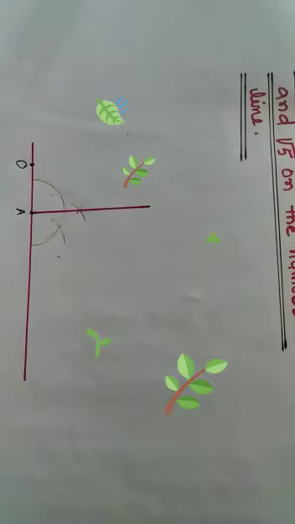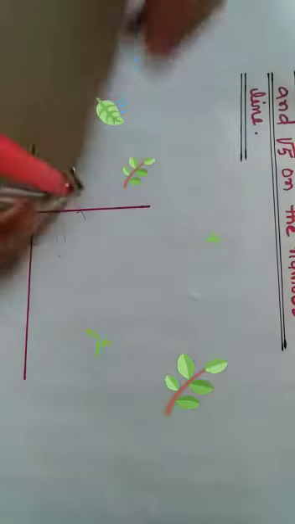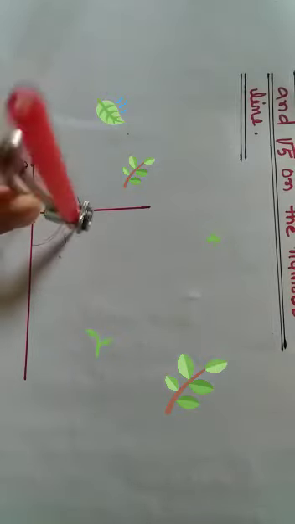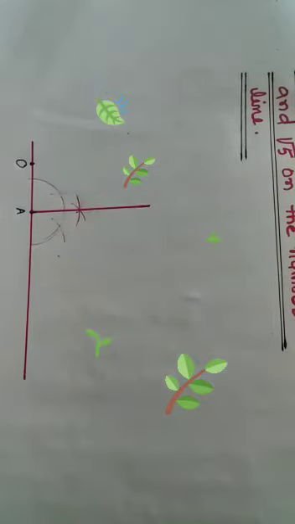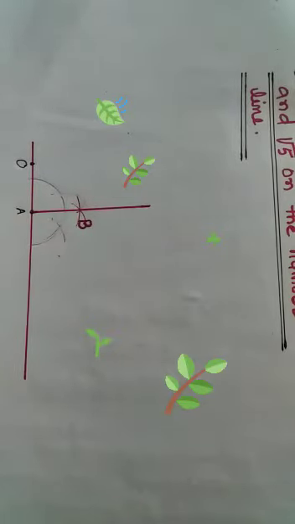Now here we have AB. This one we will take as B. So here AB is equal to OA is equal to 1. You take this distance OA and here AB. So OA is equal to AB is equal to 1.